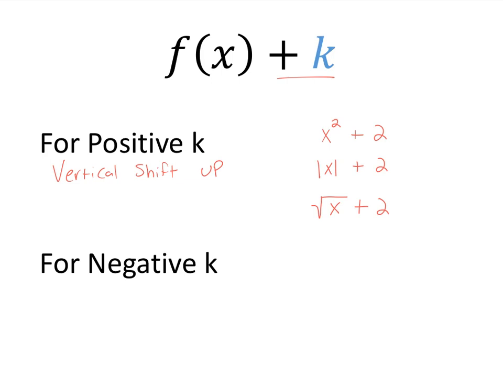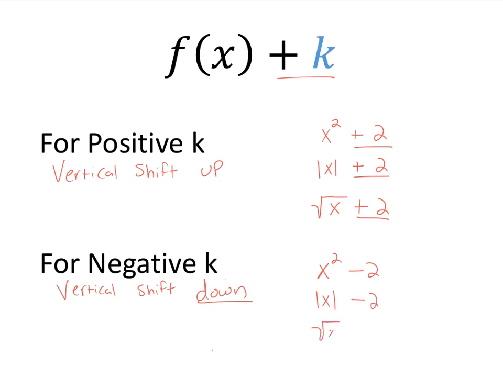And that's when k is a positive number. Here I'm using positive 2, positive 2, positive 2. If k is negative, it's a vertical shift down, and that just moves it down. So we could have x squared minus 2, or the absolute value of x minus 2, or the square root of x minus 2. Notice these are all outside of these parent functions.